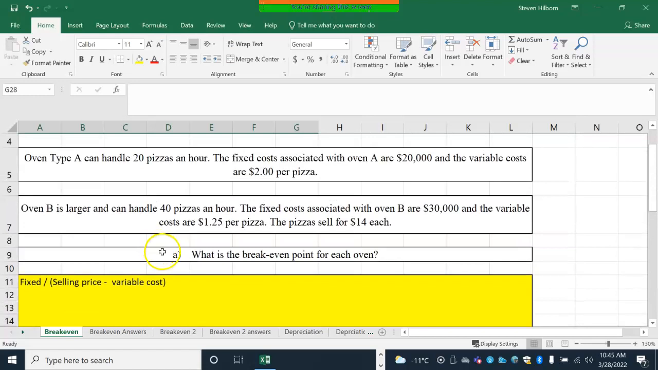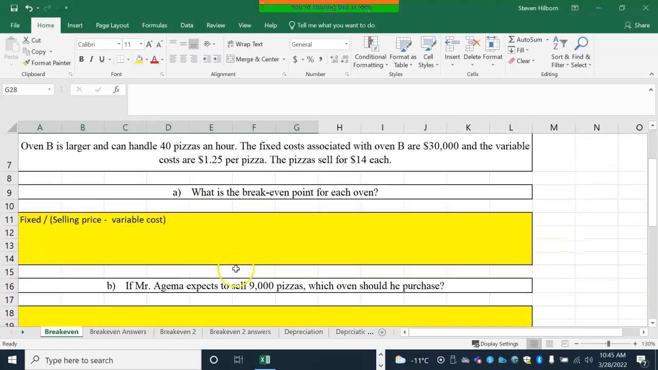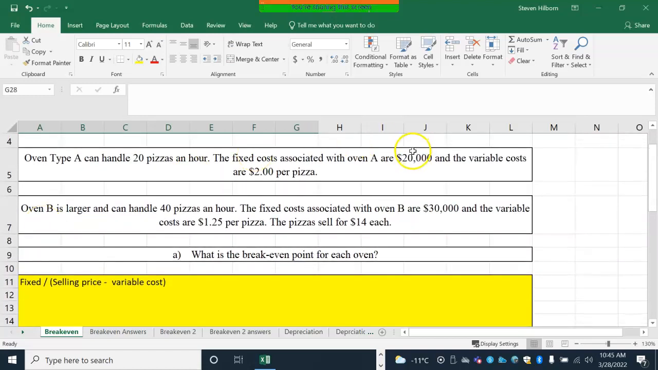So first thing that we have to do is figure out the break-even point for each oven. We know a few things. We know our fixed costs. It's either $20,000 or $30,000. And we have a lesser variable cost. So it's $2 per pizza versus $1.25. So that's the thing that we're looking at.